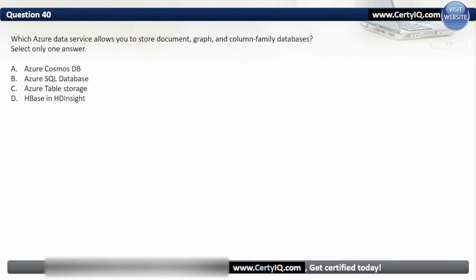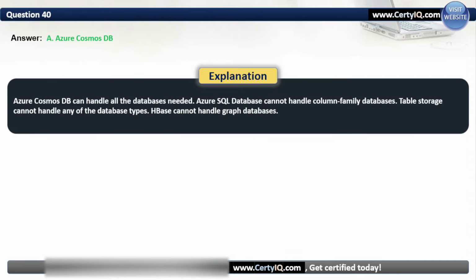Question 40. Which Azure data service allows you to store document, graph, and column family databases? Select only one answer. The correct option is A. Azure Cosmos DB. Azure Cosmos DB can handle all the databases needed. Azure SQL Database cannot handle column family databases. Table Storage cannot handle any of the database types. HBase cannot handle graph databases.